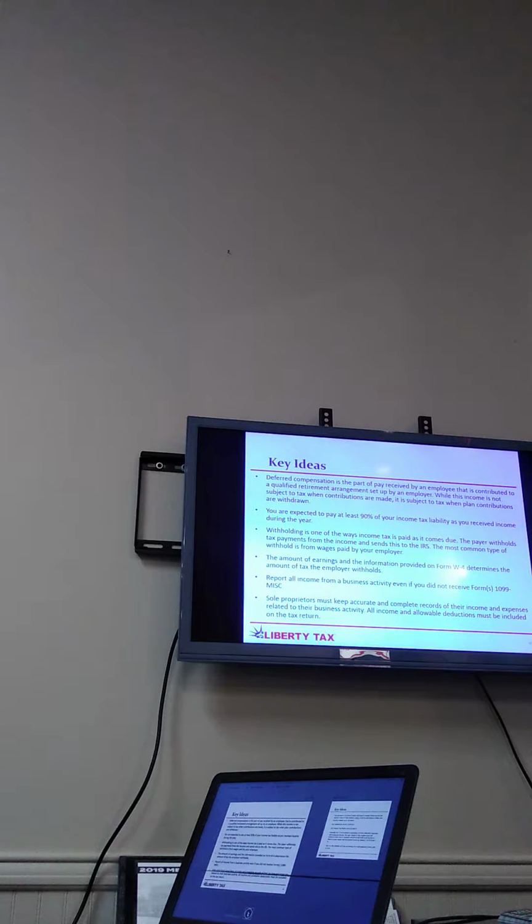We talked about withholding in your W-4. We talked about the miscellaneous 1099. We talked about sole proprietors keeping accurate records, and that you need to do a Schedule C if you have a regular business activity, and that all your income and allowable deductions must be included. Look at that last line. All income and allowable deductions must be included.